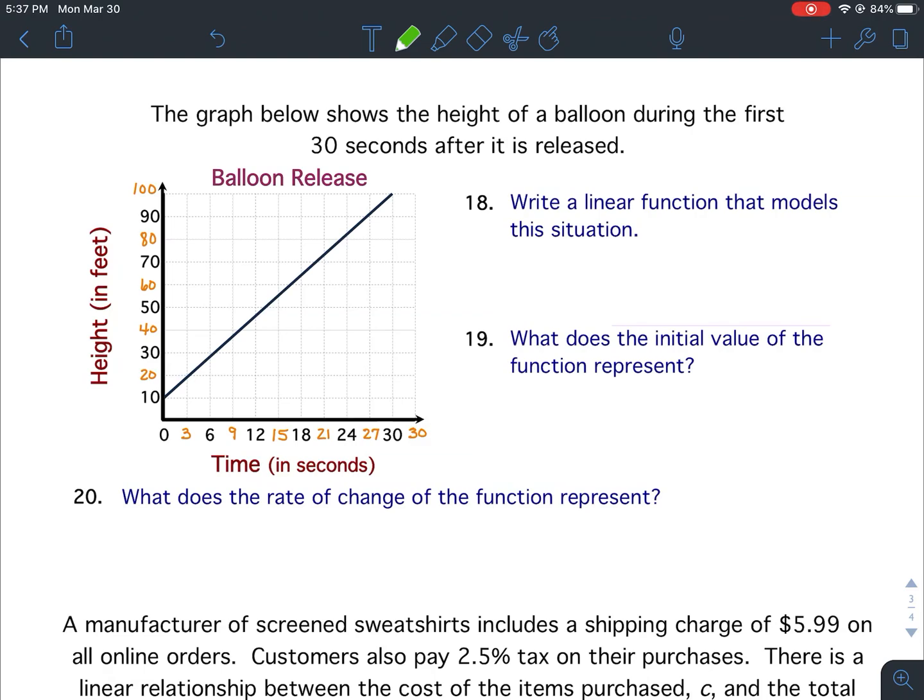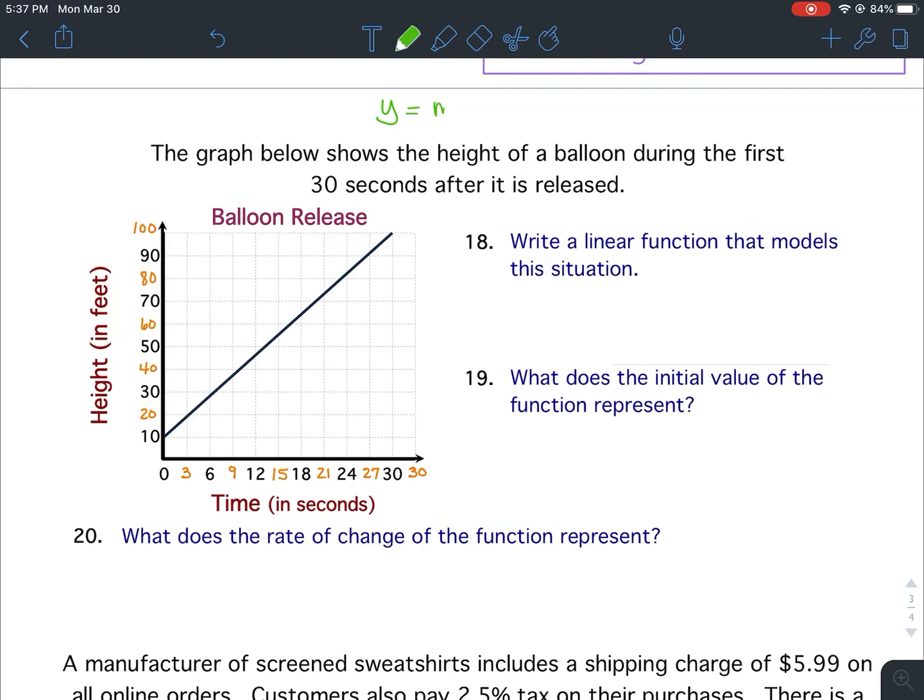So for question 18, they want us to write a linear function that models the situation. Remember, write a linear function means write an equation. So we're going to write an equation for this graph. This is not anything new. We have taken graphs and found the equations for them many times. And in order to write an equation, you must find your slope and your y-intercept, your m and b. Remember, y equals mx plus b.